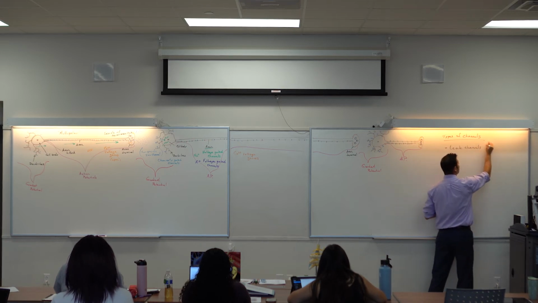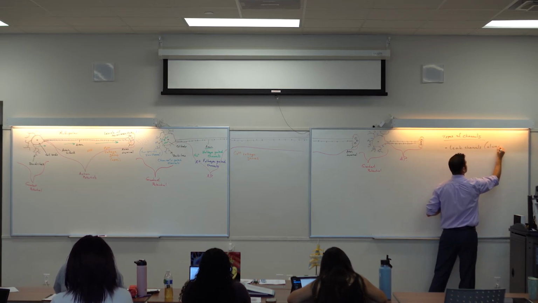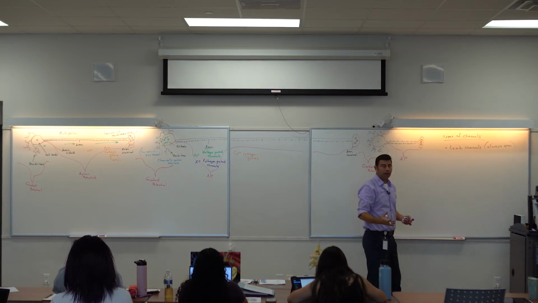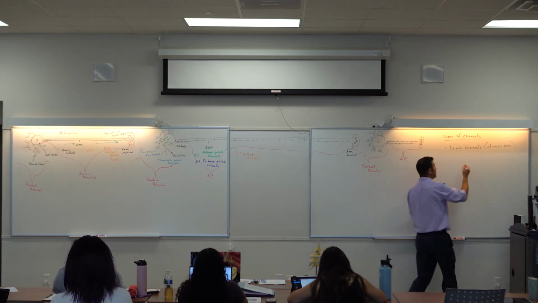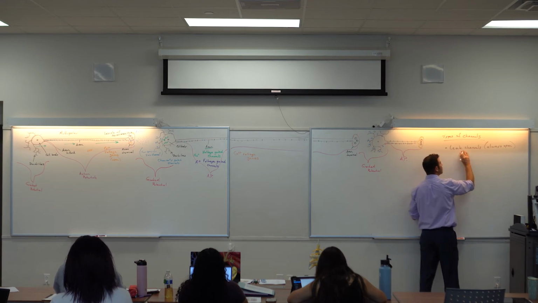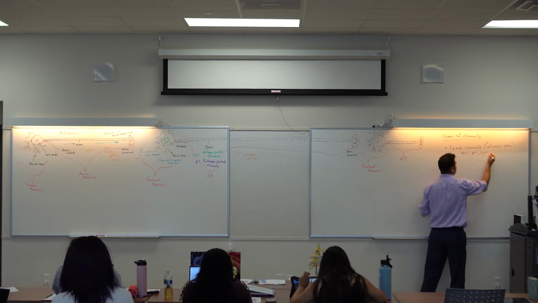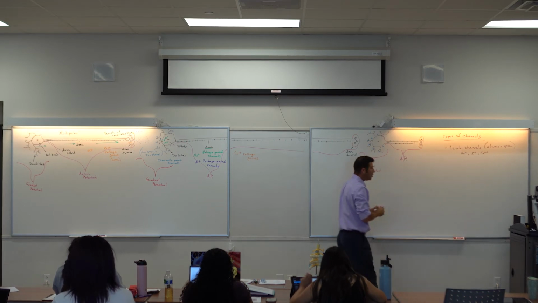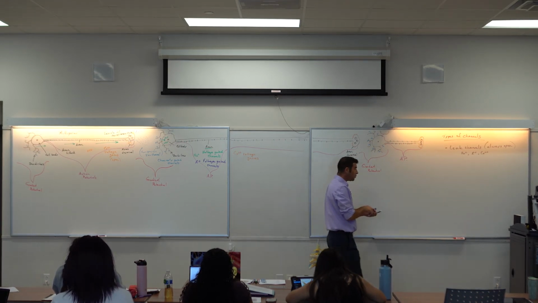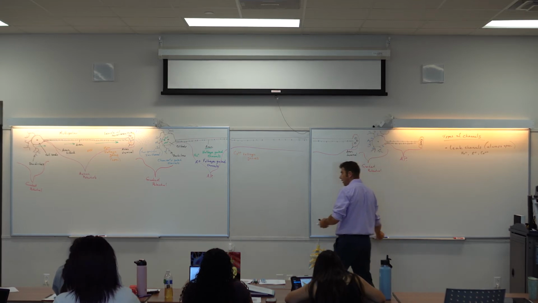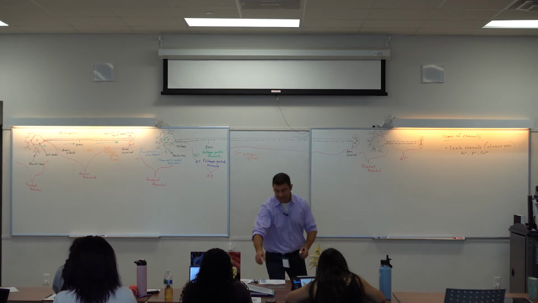Leak channels are always open. They're like a straw or a hollow tube. They are specific to things. So there are leak channels just for sodium ions, leak channels just for potassium ions, and leak channels just for calcium ions. But leak channels are always open, as opposed to the other types of channels that we're going to look at that are gated channels. Let me grab my colors for gated channels.